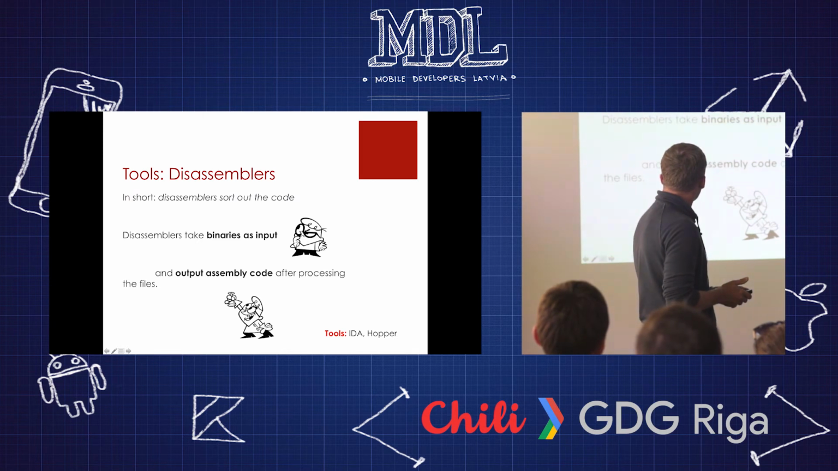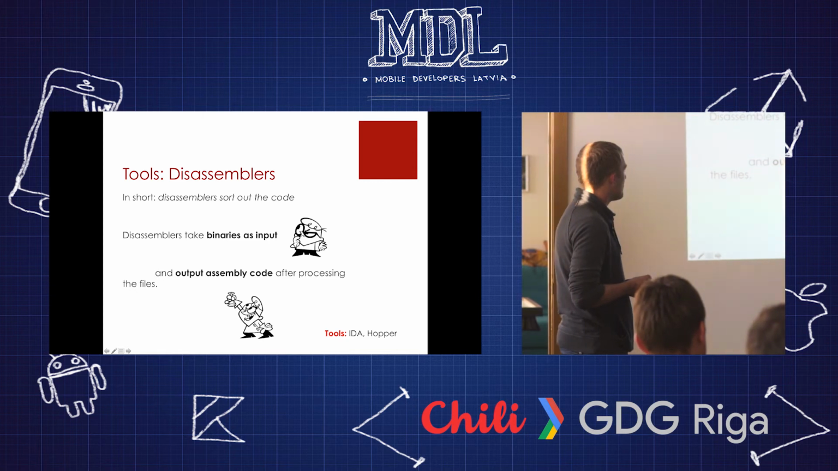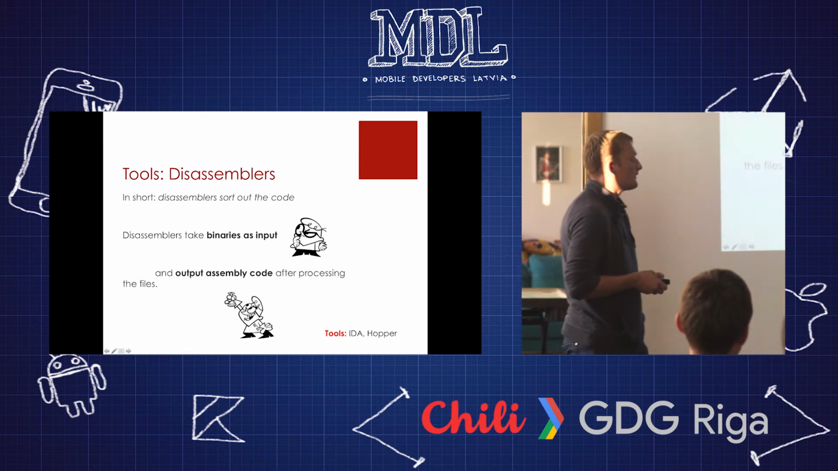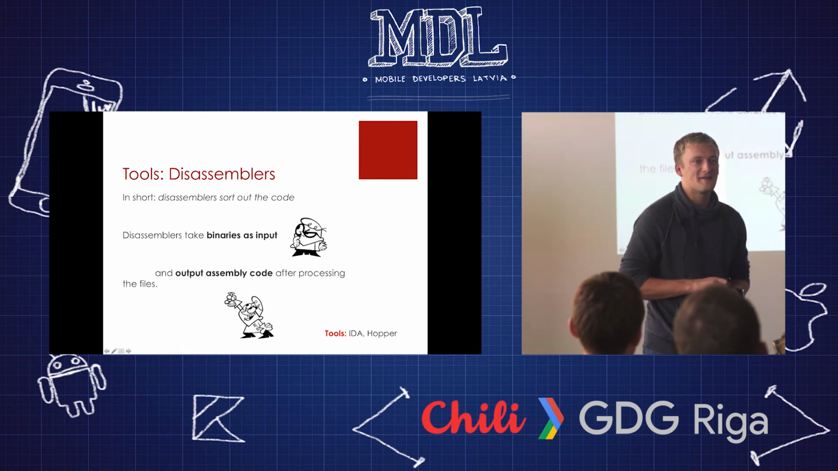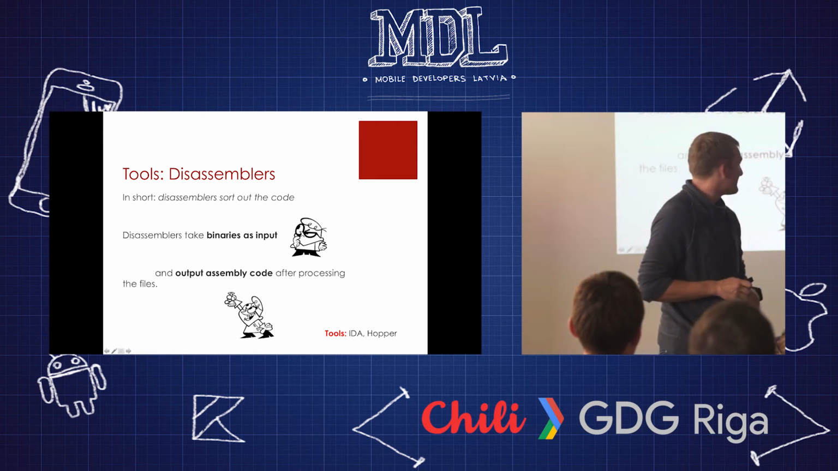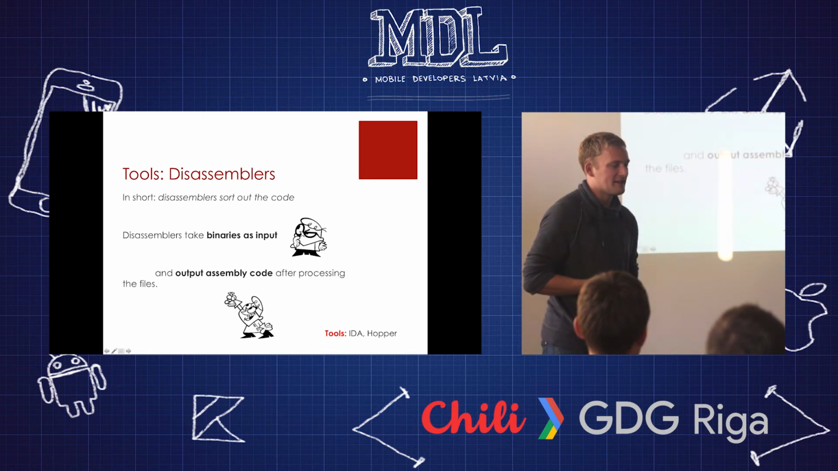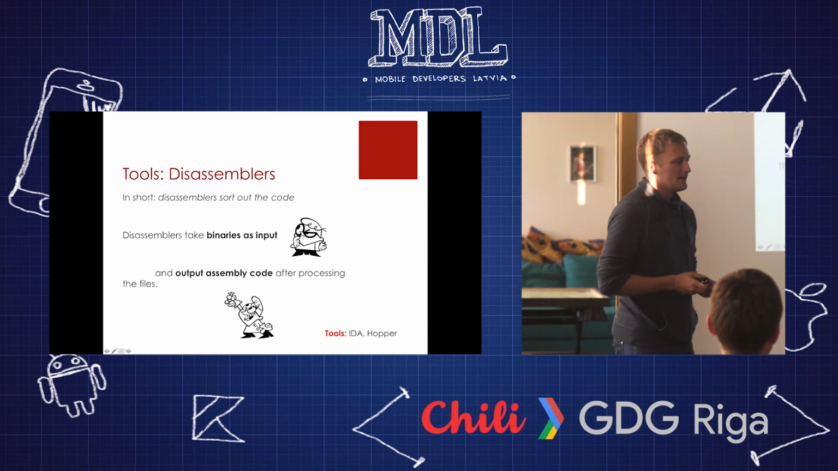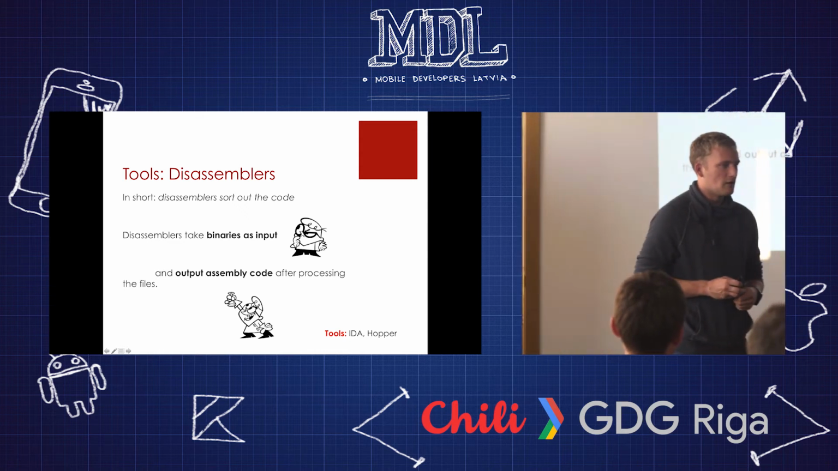Okay. Then we have disassemblers. What are disassemblers? They take binaries as an input, and they output assembly code after processing. Can someone here read assembly code? Can someone try to read? Okay, yeah, one guy. Nice. I never said that it's easy, but you can decompile the applications so far that you can get assembly code and take a look at those instructions and try to filter out some logic.